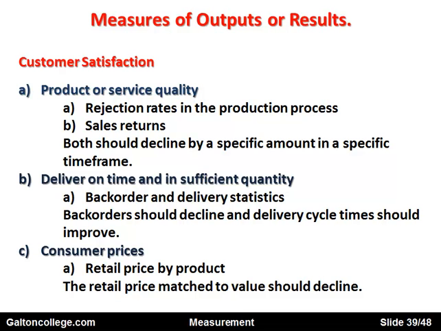And the retail price matched to value should decline. So the retail price should be falling. The value should be remaining the same, and that fraction should be declining. The price should be coming down and the value should be remaining the same. So the retail price per value, if you like, per unit value, impossible to measure this, but trying to express it is probably a good way of doing it. Say retail price divided by value. Well, the retail price should be falling, the value remains the same, the value that's in the product, the quality of the product, that should remain the same.